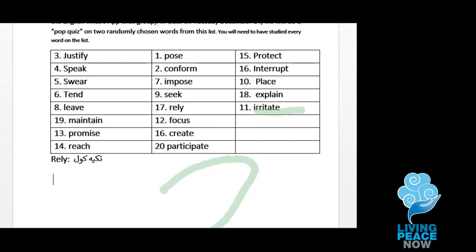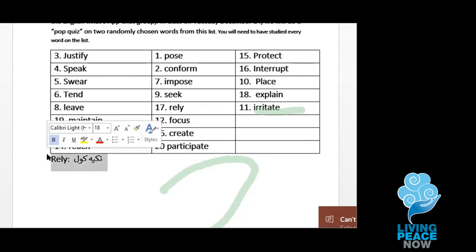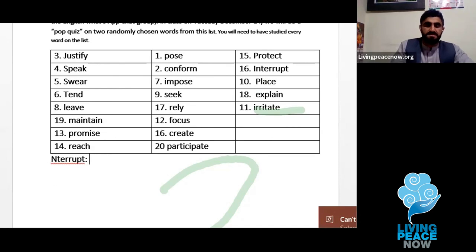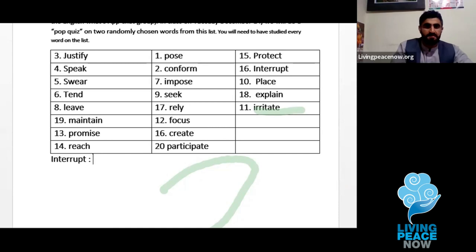Yes, sir. I have one question, just one. Explain the 16th word, interrupt. Yeah, that's good. Number 16, interrupt. Listen to me. Interrupt means, for example, when a person is talking and you come in, in Pashto we can say madakhila tawal.